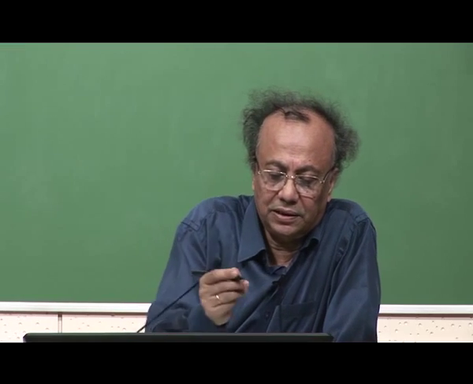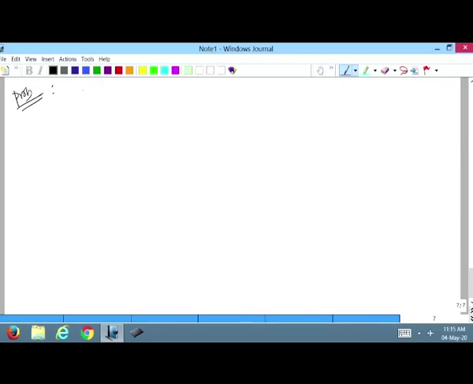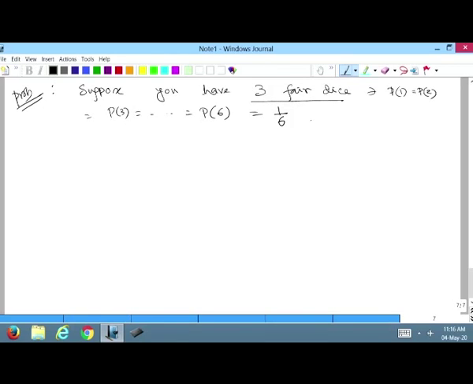Okay friends, let us now start a new problem. Suppose you have 3 fair dice such that probability of 1 is equal to probability of 2 is equal to probability of 3 is equal to probability of 6 is equal to 1 upon 6 for all the 3 dice.